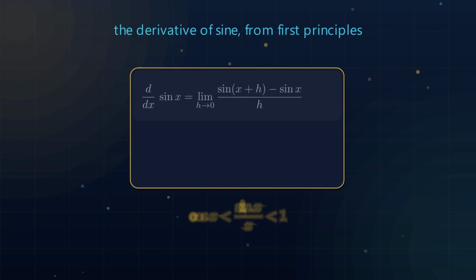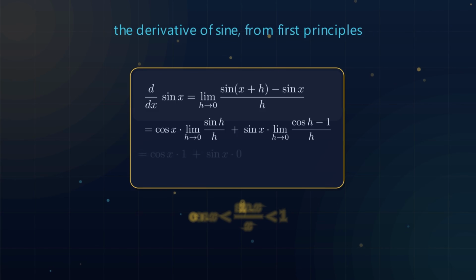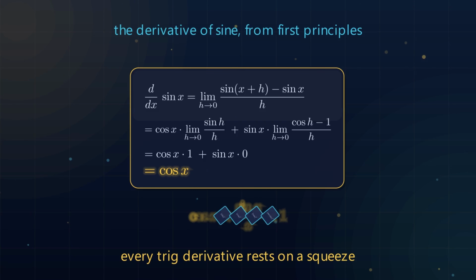Why does this matter so much? Because when you work out the derivative of sine from first principles, this exact limit appears, and it collapses to 1. That is the only reason the derivative of sine is cosine. Every trigonometric derivative you will ever write rests on a squeeze.